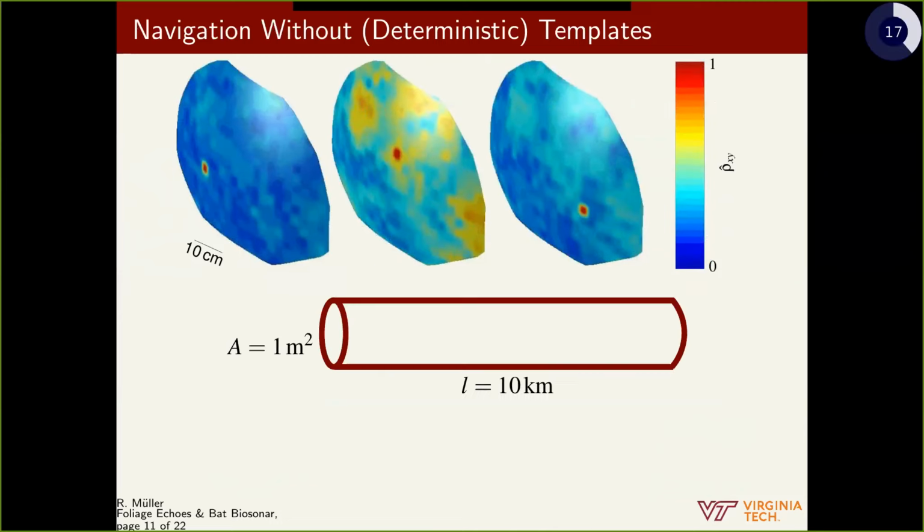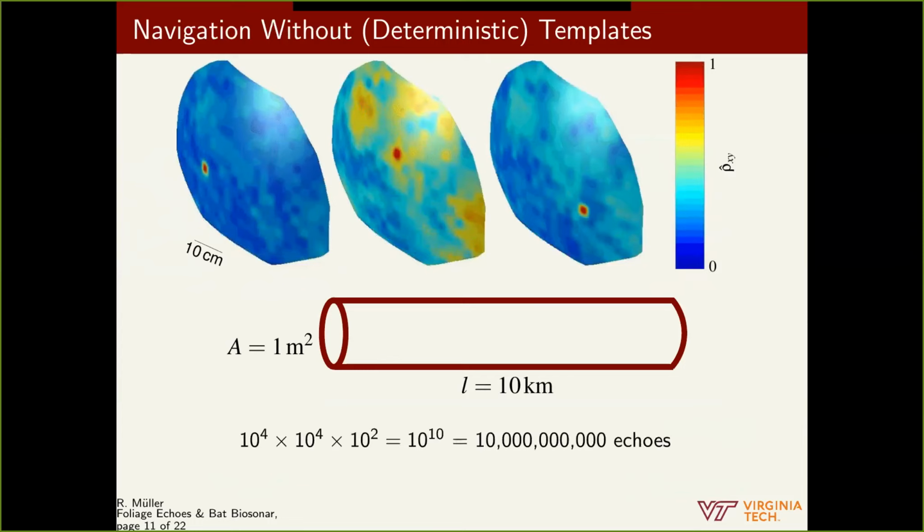So if you imagine, say, in the night, a bat would fly over a distance of 10 kilometers, and it would stay within a cross section area of 1 square meter. That would be pretty precise, like a tunnel. It's probably not needed. So you would have 10,000 cubic meters of air volume, that would be 10 to the 4. Then with about 4-point-something centimeter correlation distance, within 1 cubic meter you would have another about 10,000 positions that give you uncorrelated echoes. So that's another 10 to the 4.